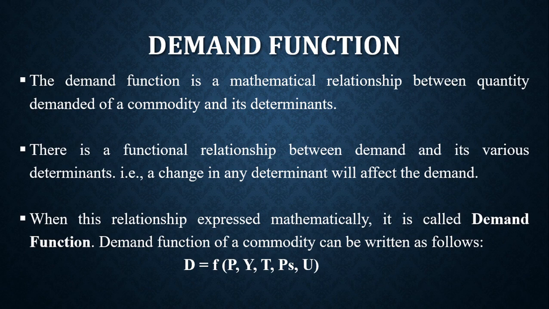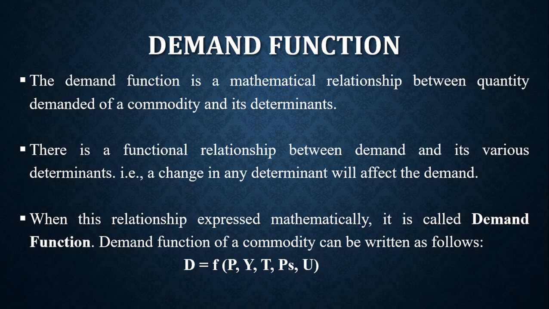The next thing to take note of is the demand function. A demand function is a mathematical relationship between quantity demanded of a commodity and its determinants. There is a functional relationship between demand and its various determinants. When I talk about determinants, I mean factors that affect quantity demanded, or factors that determine how much of a commodity will be demanded, or how many, depending on the type of commodity. When this relationship is expressed mathematically, it is called a demand function.